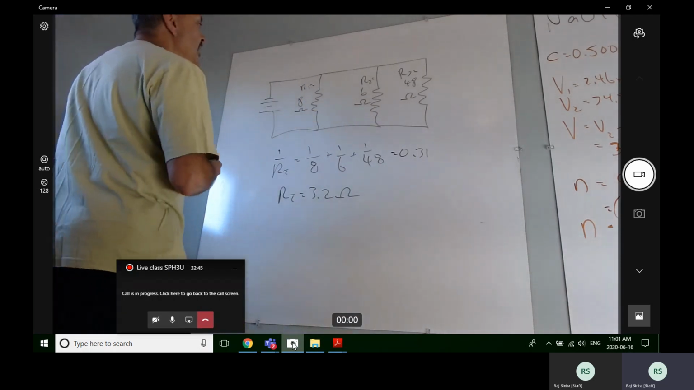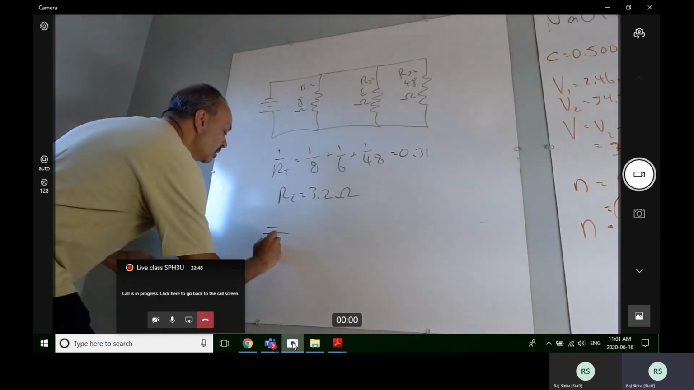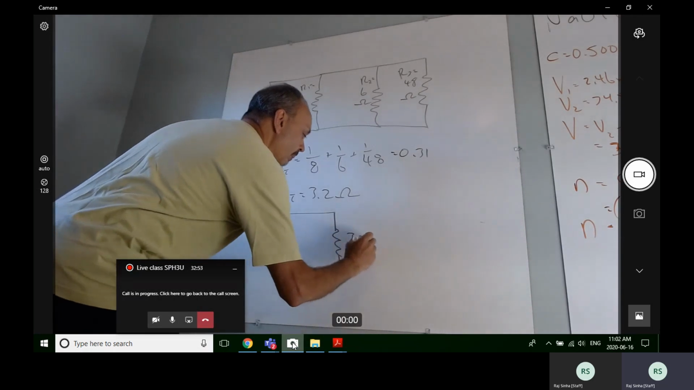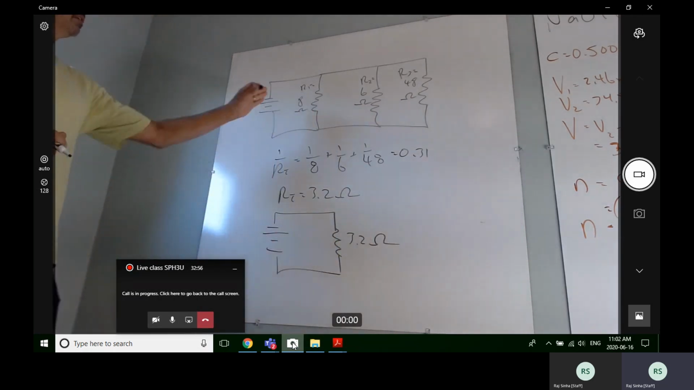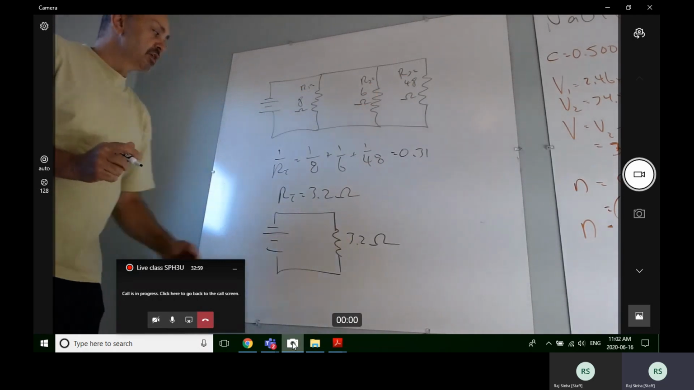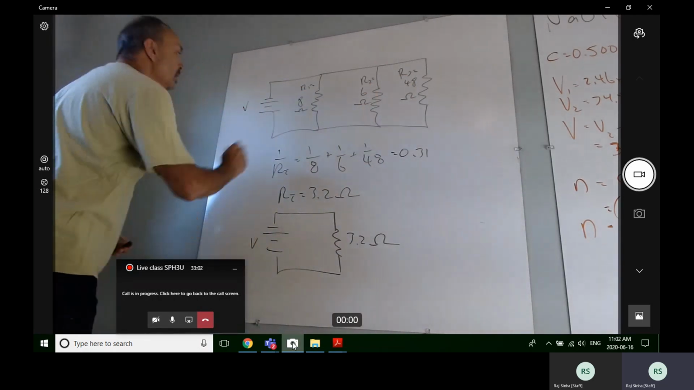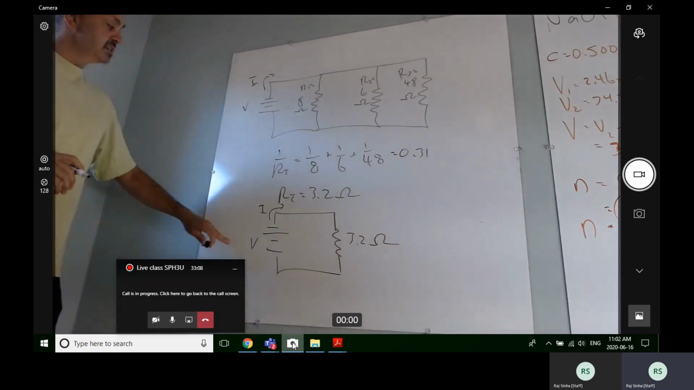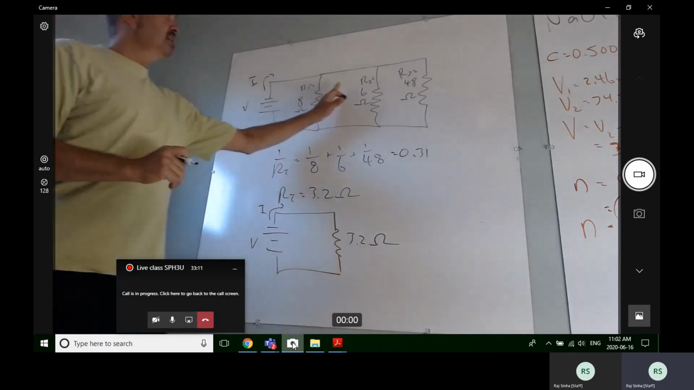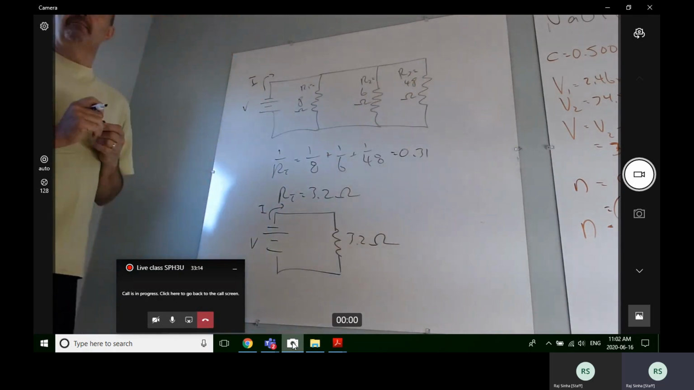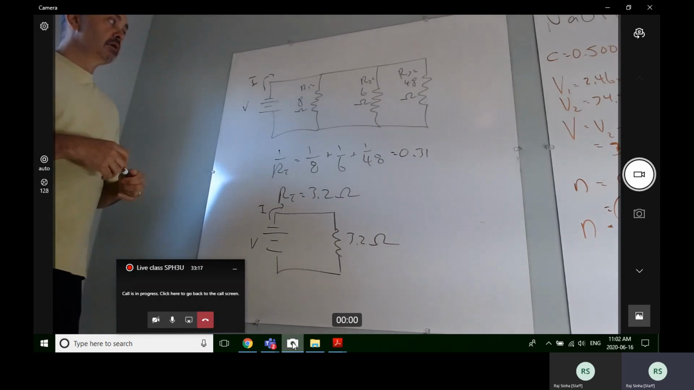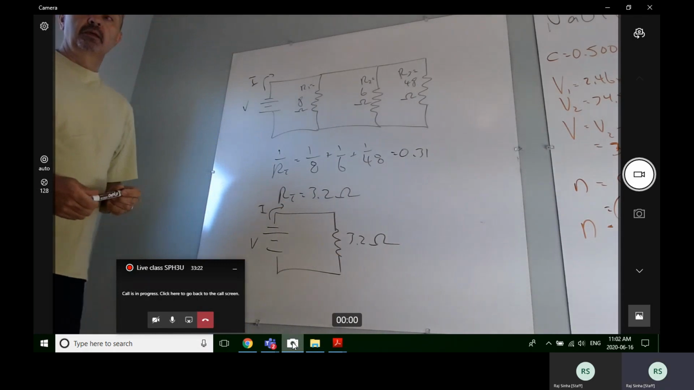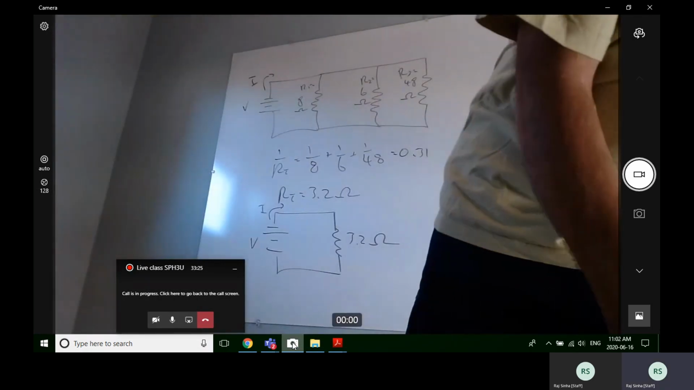Now, what that means is I can take this same circuit, and if I replaced these three parallel ones with a series circuit for this voltage, I would get the same current. In both cases, V and I would be the same because this is equivalent to this. Okay. Really important concept, right? These three are equivalent to the 3.2 ohm resistor.